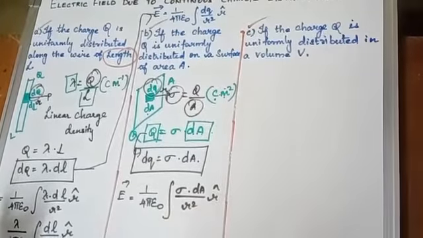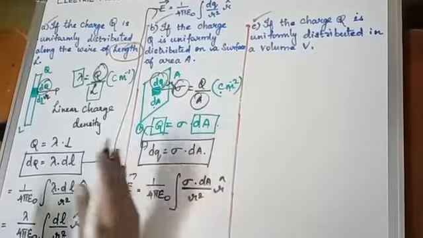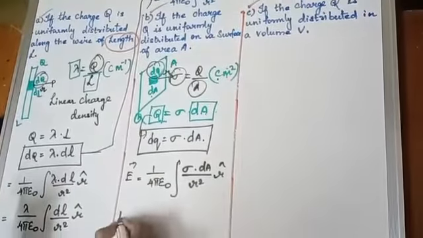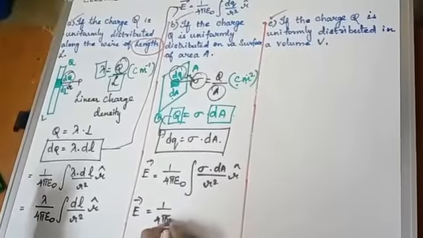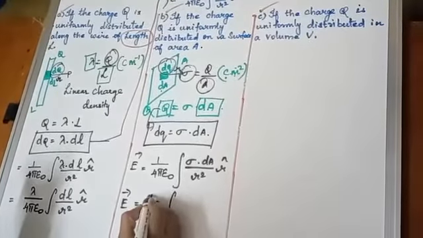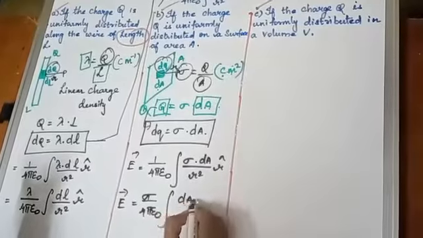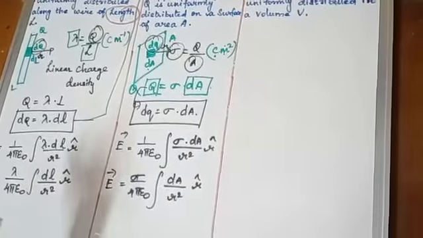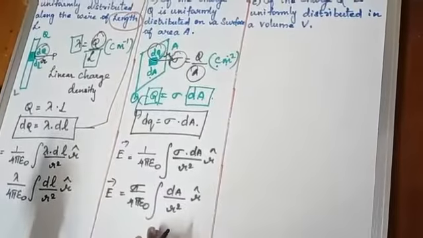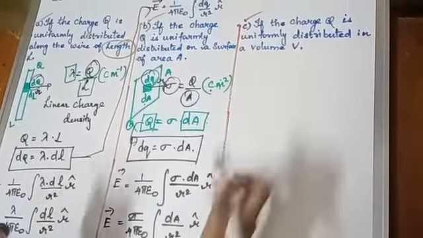Now we take all the constants outside. Then the equation becomes E vector is equal to sigma upon 4 pi epsilon naught integral of dA upon r square, r unit vector. So this is our case B, in the case of surface area. Now we are going to see case C.